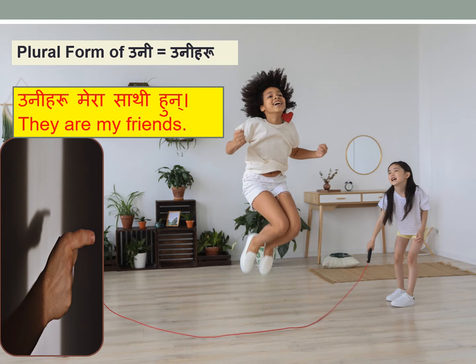Plural form of u and uni is uniharu. So here in the picture, the person is pointing and said, "Uniharu mera sathi hun." They are my friends. So if there is more than one person, then you can use uniharu.